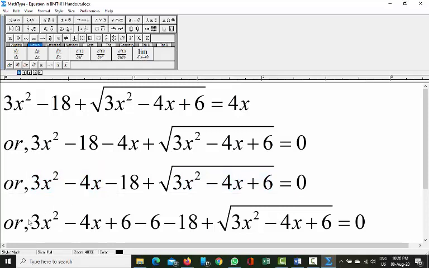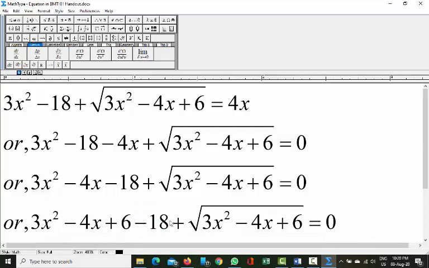So 3x square minus 4x plus 6 to match it with this one. But this plus 6 we have added, it was not there in the previous line. So that's why we will write minus 6, so that this minus 6 cancels this plus 6. And we had minus 18 in the previous line. So minus 18 minus 6, we can write minus 24. Minus 24. Right.